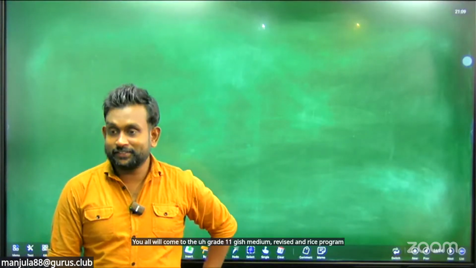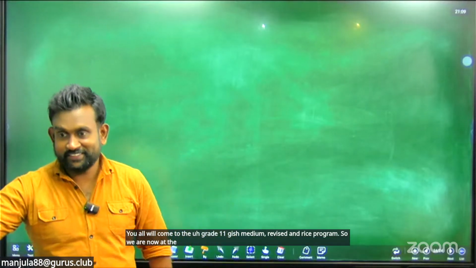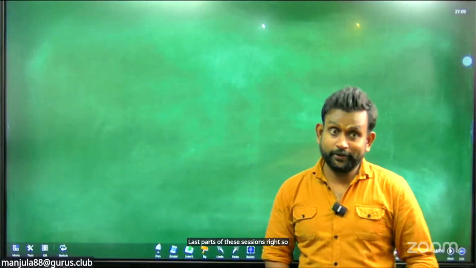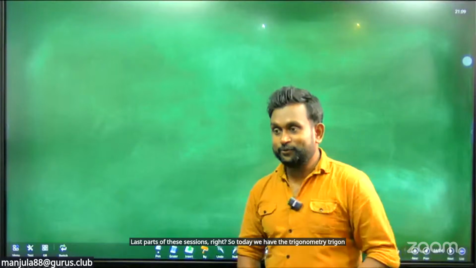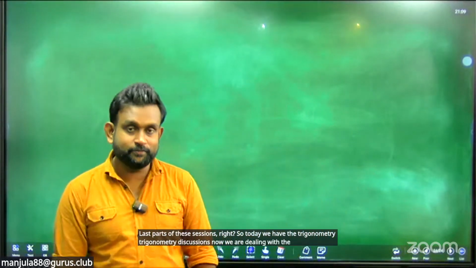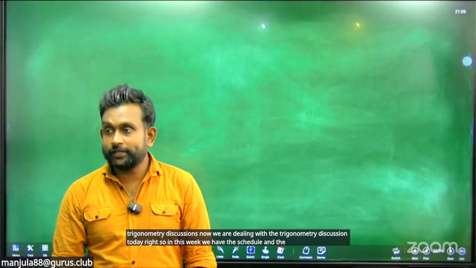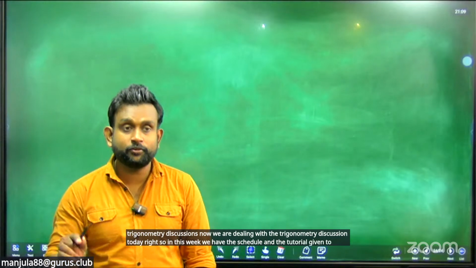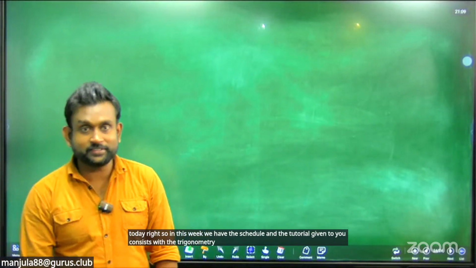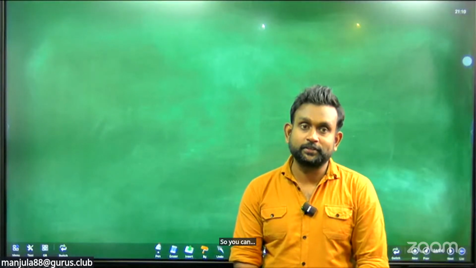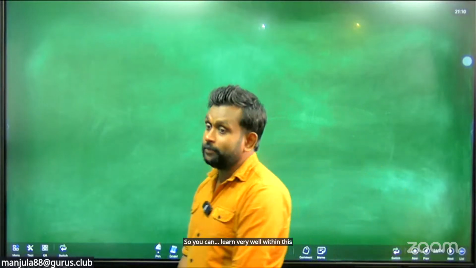So we are now at the last parts of these sessions, right? Today we have the trigonometry discussions. In this week we have the schedule and the tutorial given to you, which consists of trigonometry and two other lessons, right? So this is our plan. I think we are running smoothly with our plan. So you can learn very well within this class for the upcoming weeks also, right?